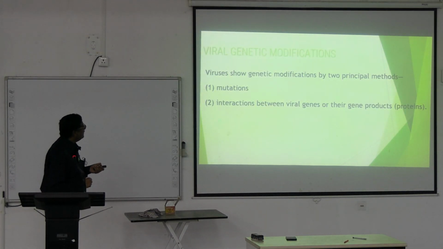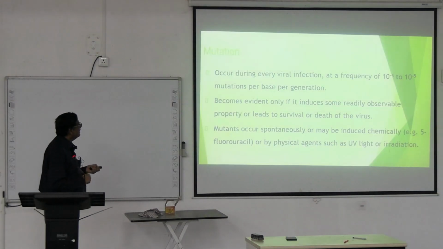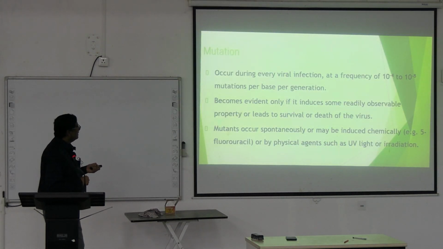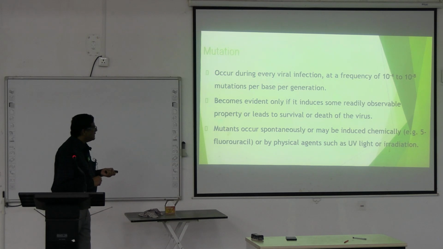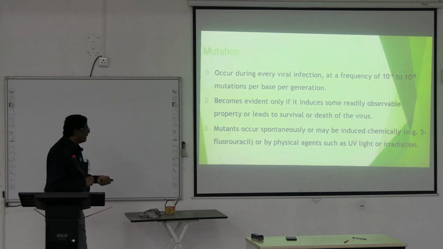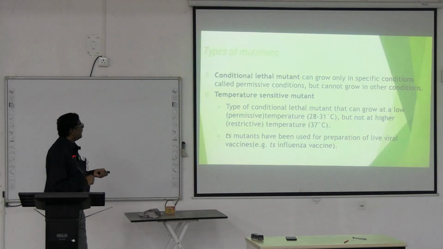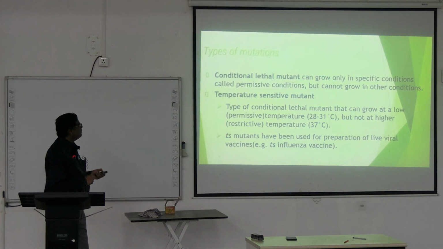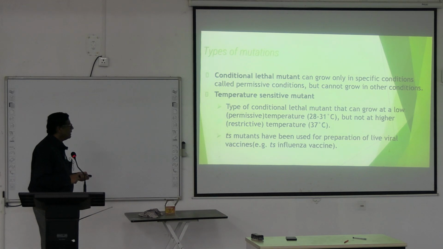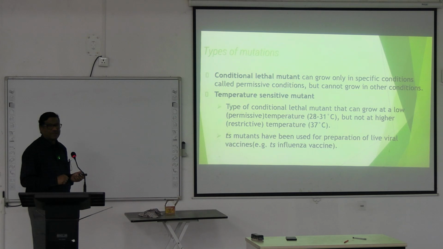The viral genetic modifications, mutations I have mentioned, and the mutants occur spontaneously and may be induced chemically or by physical agents, UV light, etc. The types of mutations: one is a conditional lethal mutant. Already you know that is temperature sensitive. The conditional lethal mutant can grow at a low temperature, 20 to 30 degrees centigrade, but not at a higher temperature, 37 degrees centigrade.